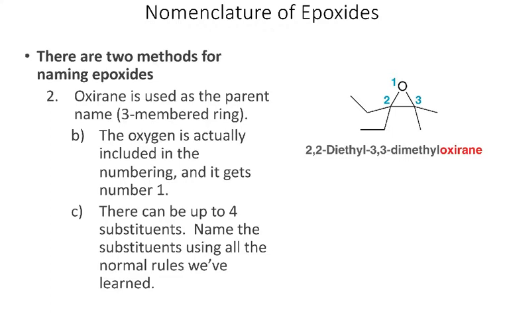And so when I'm naming this compound, the reason this gets 2 is both of these carbons have two substituents. So I'm going to have 2, 2, 3, 3, regardless of what I do. And then to break that tie, I go alphabetical. So the E comes before the M. So I number it in this way, 1, 2, 3. And so this would be 2,2-diethyl-3,3-dimethyloxirane.